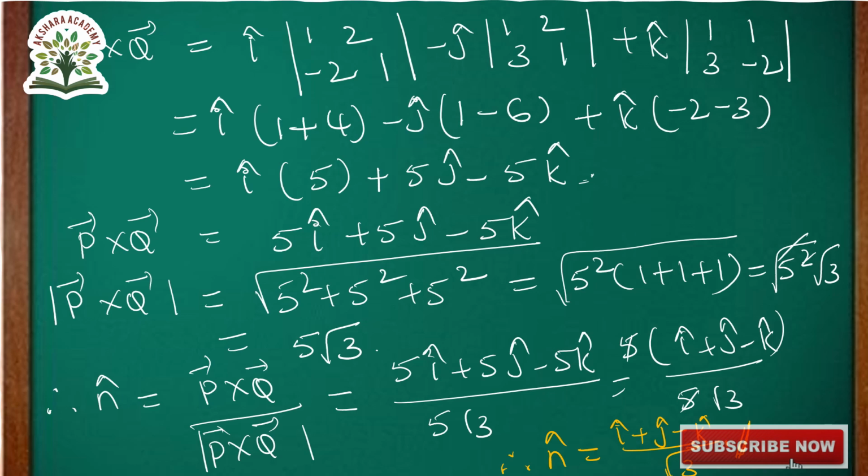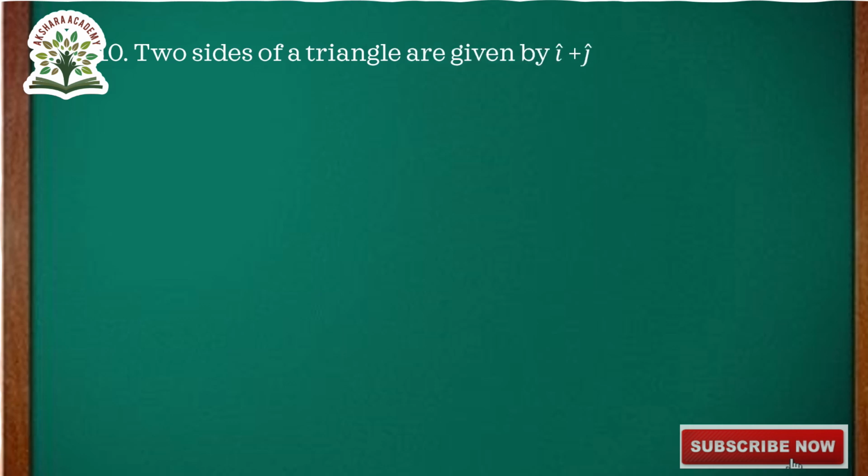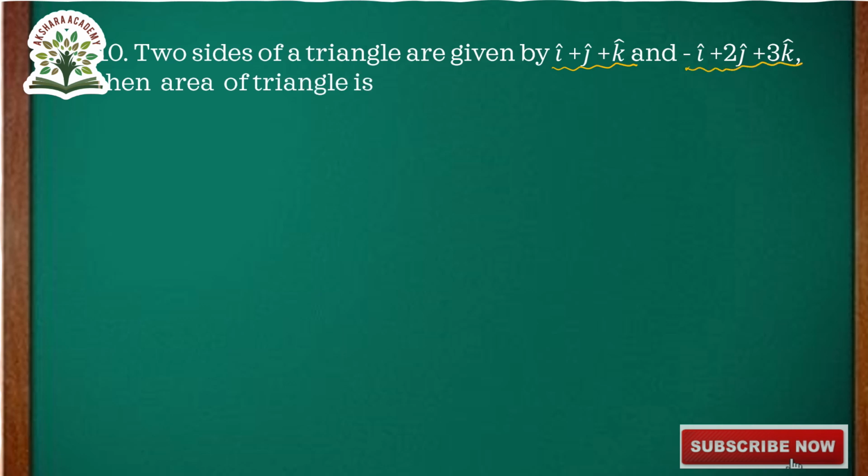Okay. Next we will go to the next question, the 10th one. Two sides of a triangle are given by i cap plus j cap plus k cap and minus i cap plus 2 j cap plus 3 k cap. Then you have to find the area of the triangle. So here you have to find the area of the triangle given by the two sides of a triangle. Let us go to the solution.